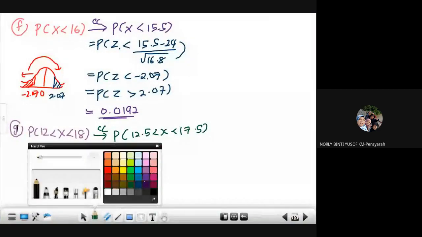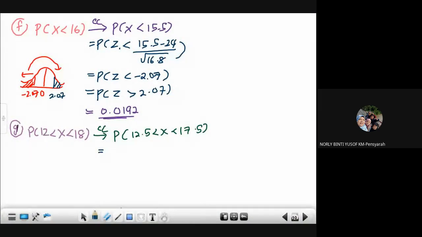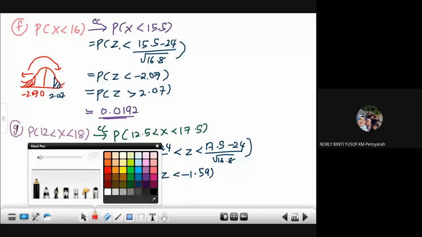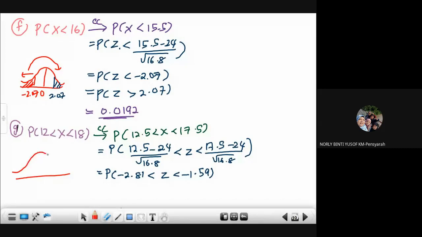Okay, then standardize score Z macam biasa, 12.5 tolak 24 bahagi 16.8 standard deviation. Z pun sama, 17.5 tolak 24 bahagi 16.8. So you akan dapat negative 2.81, Z negative 1.59. So sama, draw the normal shape. Kita akan dapat dekat left tail sebab dua-dua negatif.